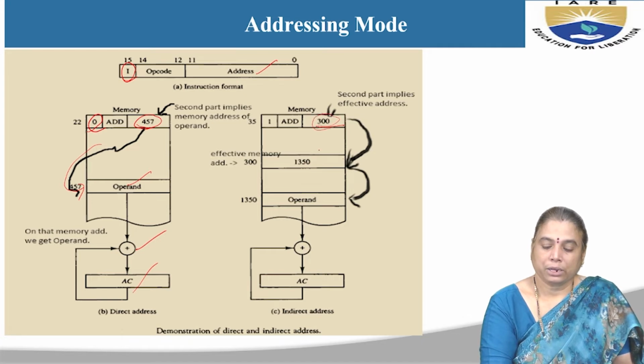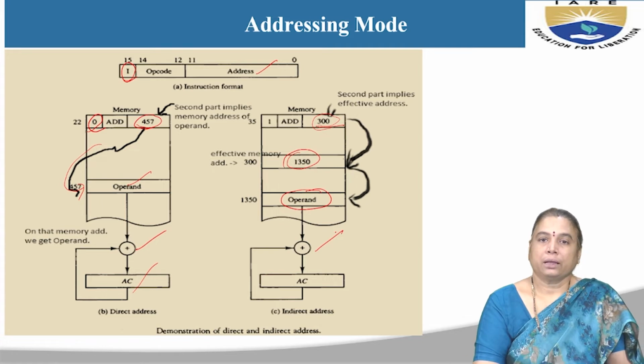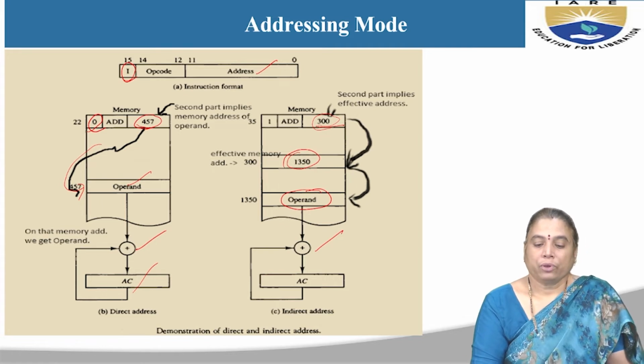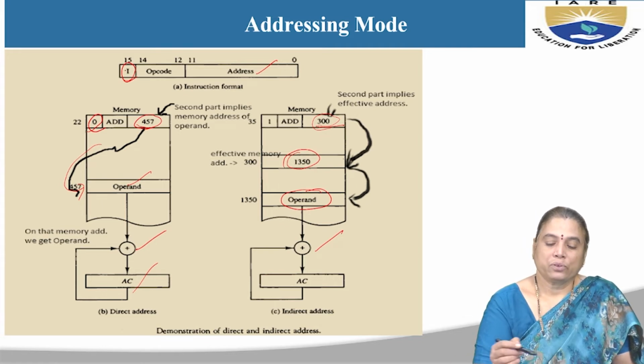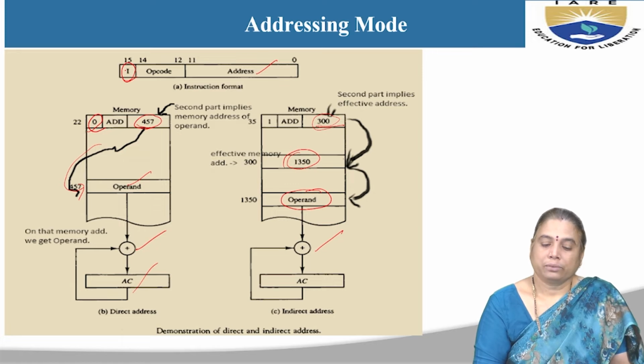At location 300, the address where the operand is actually available is specified. So at 1350, the operand is available. This value, in conjunction with the accumulator value, is used to execute the add micro operation. In this way, the last bit is used to specify the addressing mode.